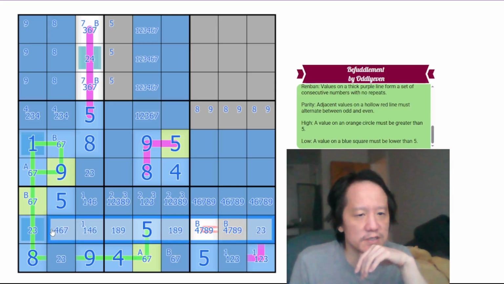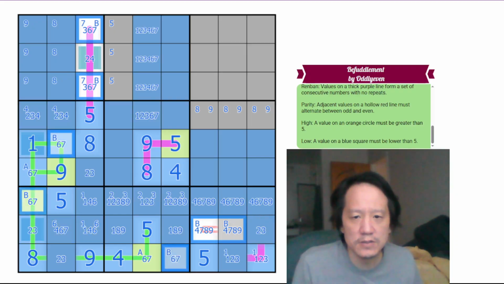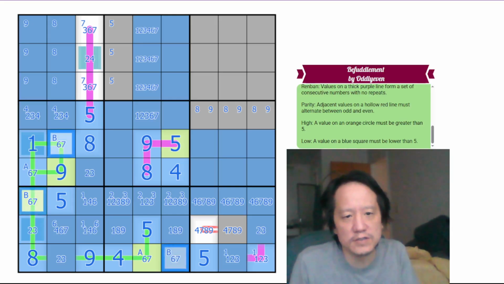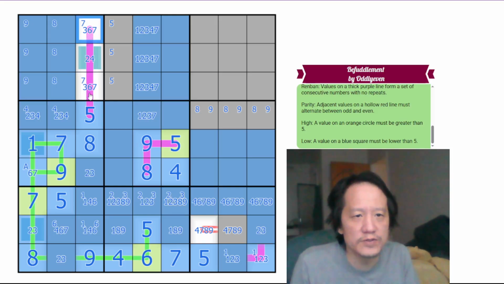So where is the 6 in row 8? It must be one of these two digits, which means the B's are 7s. Oh, because these are B's. So the B's are all 7. So this is 6. So 6 cannot be here. 7's one of those two, obviously. 7 has to be one of these two, so 7 cannot be here. 6 is one of these two, which means this can't be 6. This is 7 doubled, so that forces this to be 6.